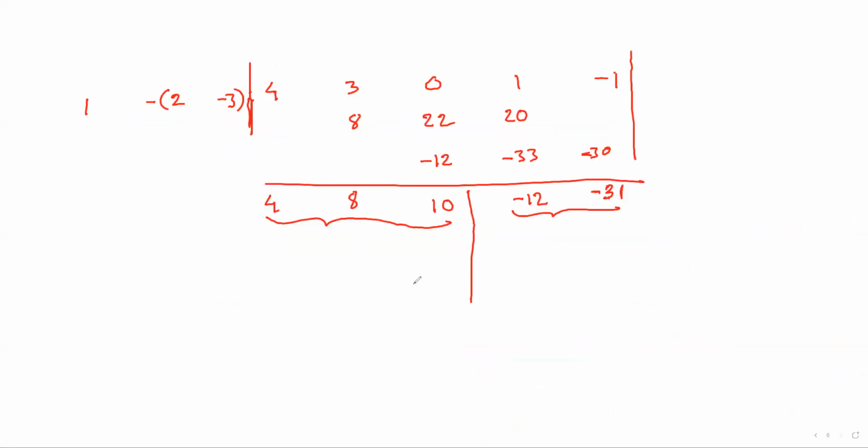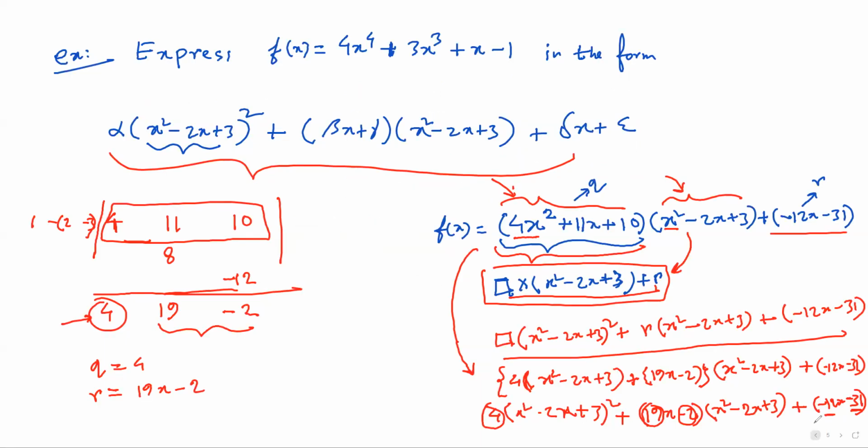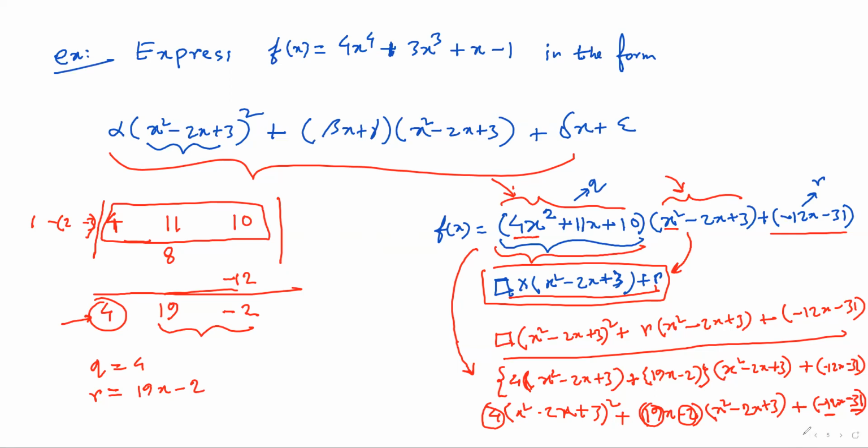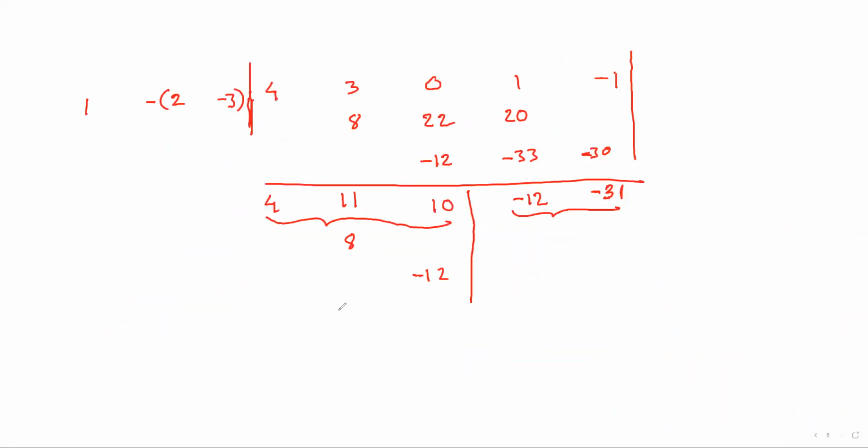So we have 4, 11, and 10. I wrote, okay, this should be 11. So only 8 here and minus 12 here. So continue this. So we have 4 here, 19 here, and minus 2 here. So this is the quotient and this part is the remainder.